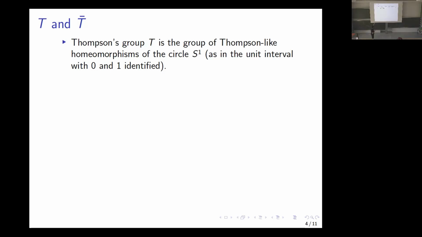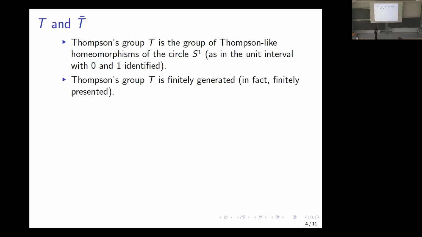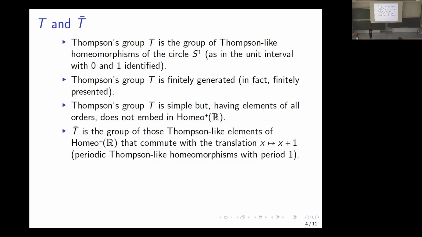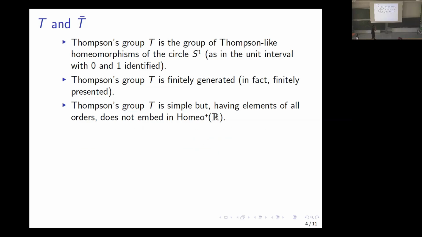Thompson group T. T is the Thompson-like homeomorphisms of the circle. So just like F, but for the circle. And T is again finitely generated, in fact, finitely presented. And T is simple. So T is in some ways a little bit nicer than F. More complicated, but it's at least simple. T has elements of all order. Certainly has elements of all dyadic orders, because you can just take a dyadic rotation. It has the other orders, a little bit more complicated, but not too difficult.